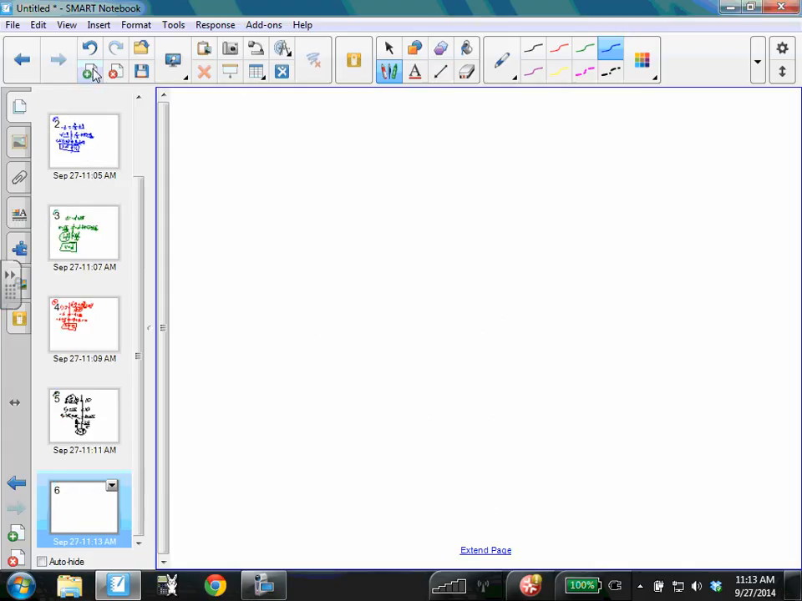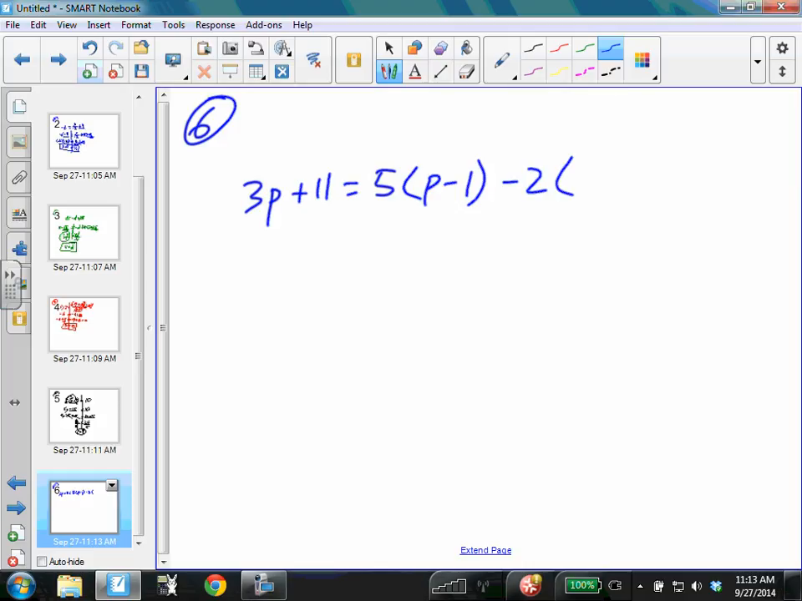All right, number 6. This is probably one of the hardest problems on the study guide. Number 6. It's a nice long equation. It says that 3p plus 11 is equal to 5 times p minus 1 minus 2 times 7 minus 2p. And my equal sign is what's kind of cutting this problem in half. We got two separate sides that need to be the same as one another.